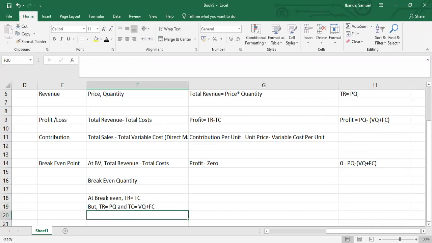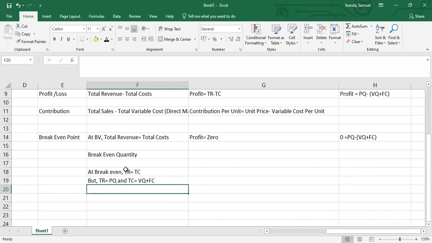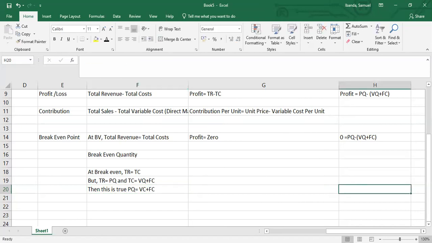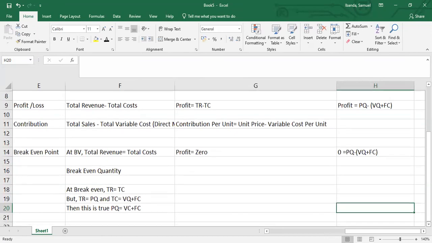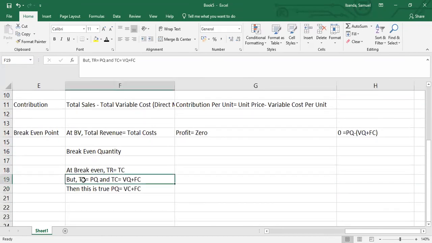So if we are saying that at break even, our total revenue is equal to total cost, then this must be true: P times Q, price times quantity, is actually equal to VC plus FC. I'm basically trying to replace what I have in here, because at break even, total revenue is equal to total cost. So I'm trying to get the formulas for each of these and replace them.